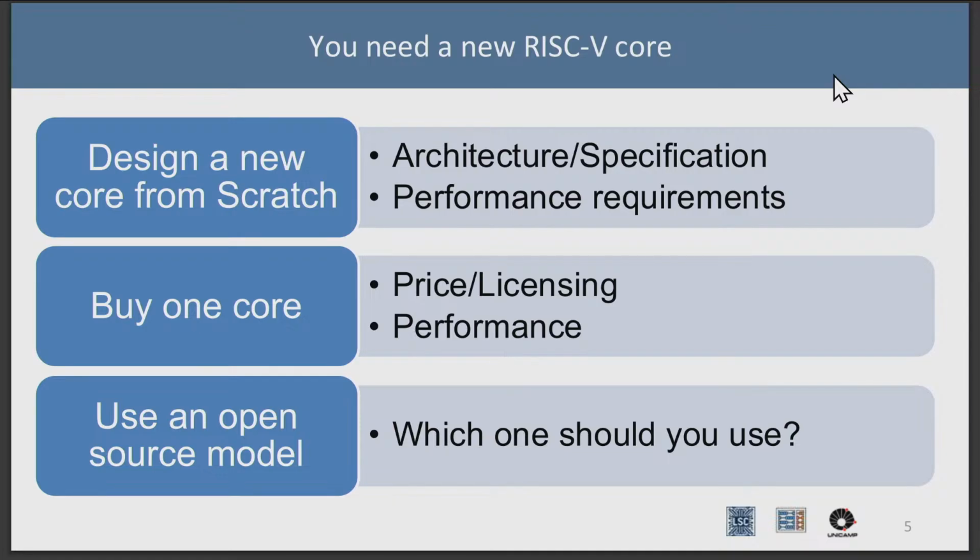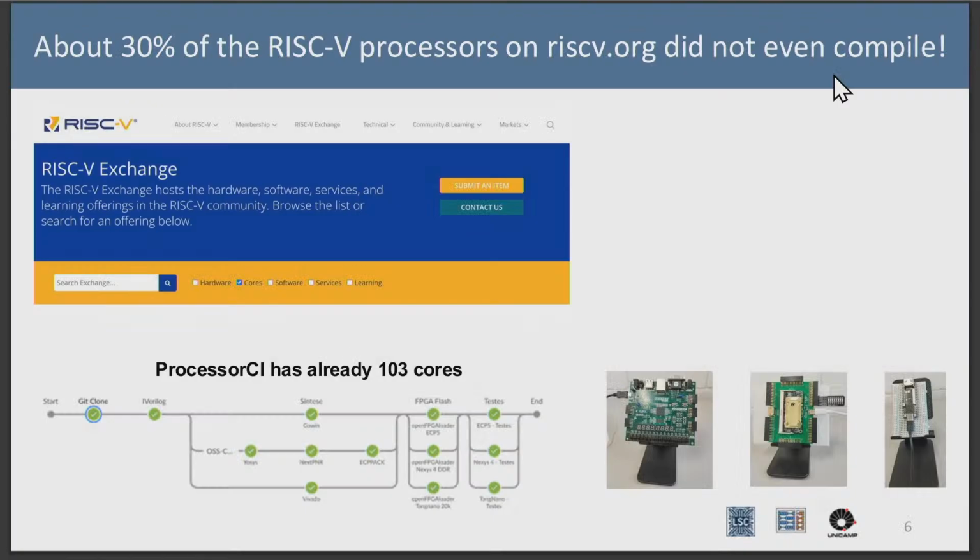We are going to focus on the third option. You can do the other ones, but most of the problems will be faced by all of these options. And if you try to go there, about one third of the RISC-V processors on RISC-V.org did not even compile. So just download them and try to compile. They're not going to even compile. You cannot check them in this way.